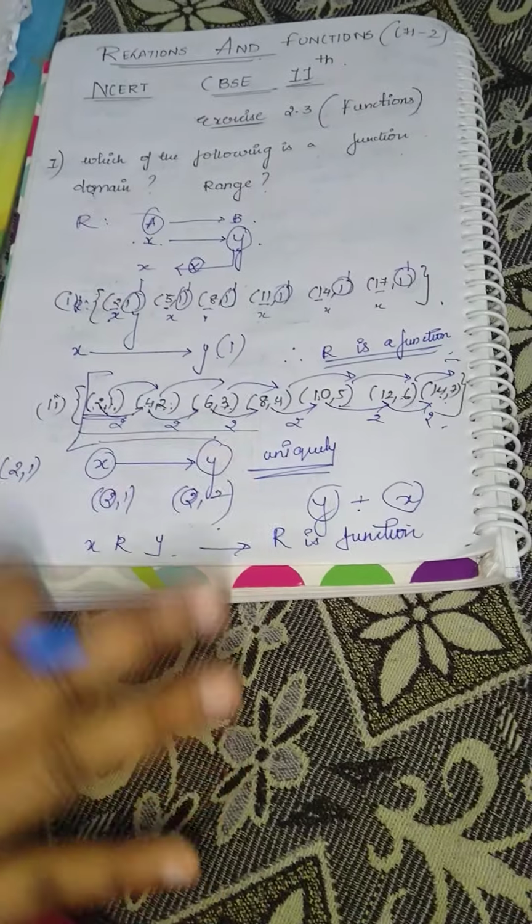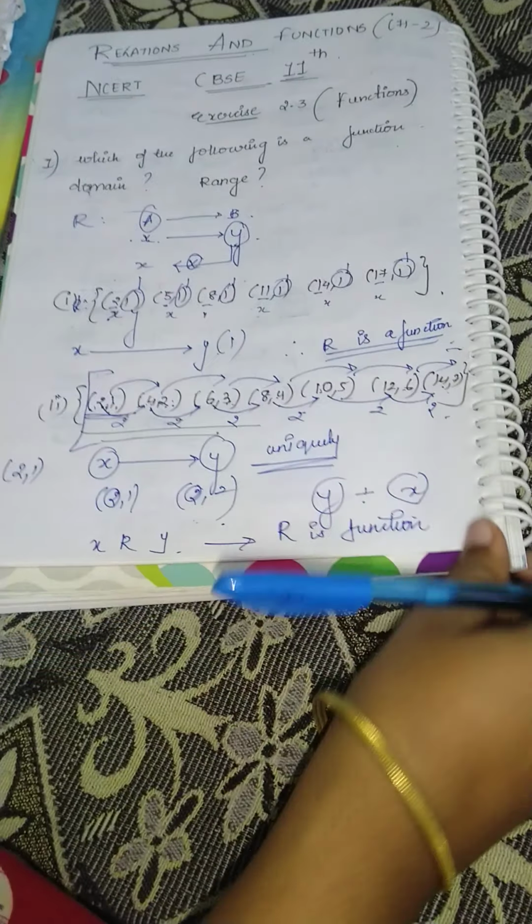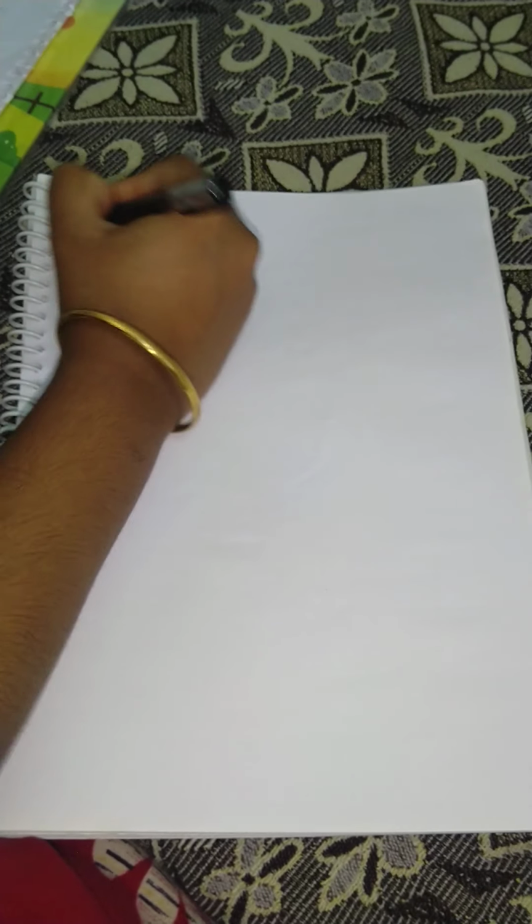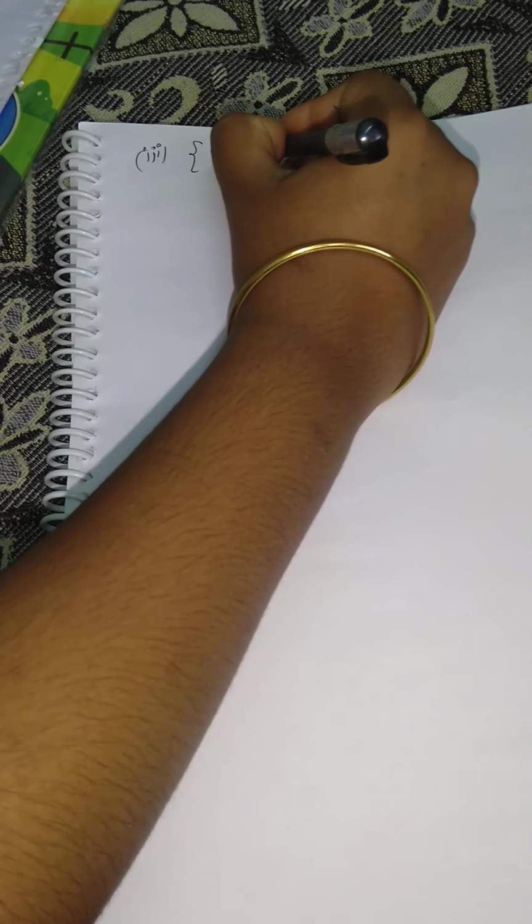Please see to it again. It is a function. Okay, and now we'll go to the third subdivision of the same question. The third subdivision is 1, 3, 1, 5 and 2, 5. Okay, so let's come into the subdivision.